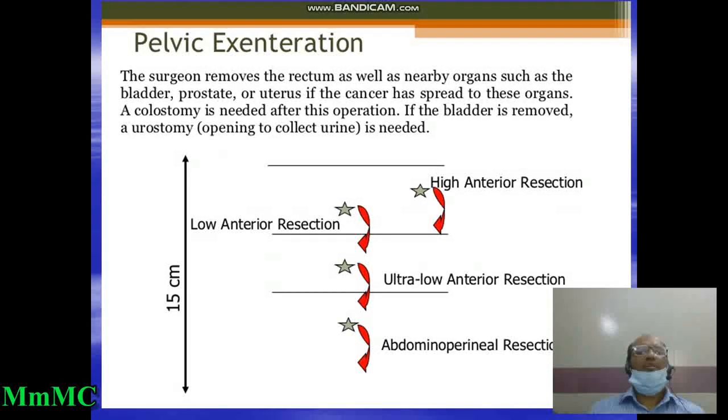Pelvic exenteration means sacrificing the other organs, in case of female the uterus, and similarly if it is involved with the rectal cancer, the bladder, prostate, uterus. In case of anterior resection, there are three types: high anterior resection, low anterior resection, and ultra low anterior resection. That is another one, the abdominoperineal resection.